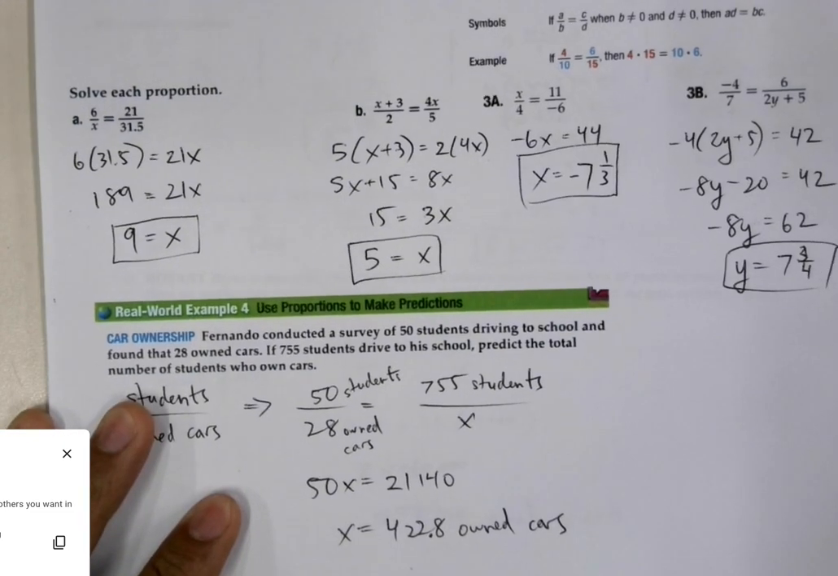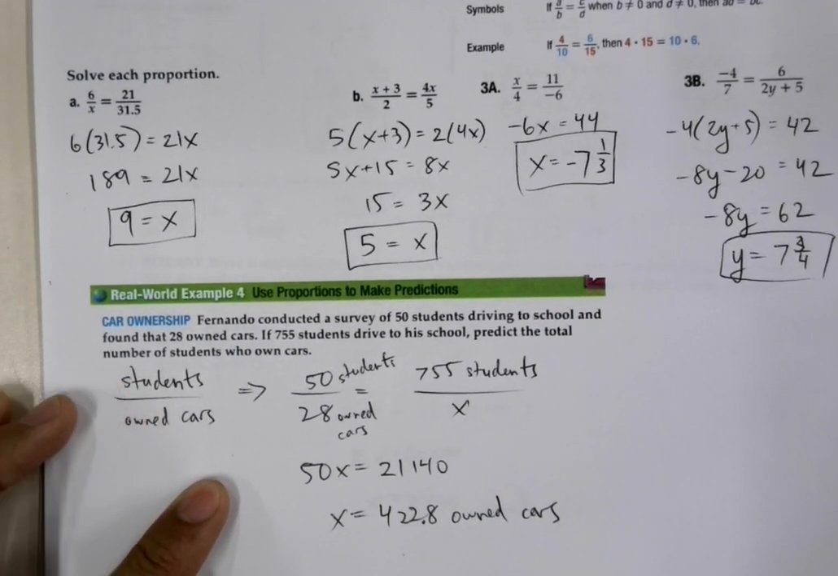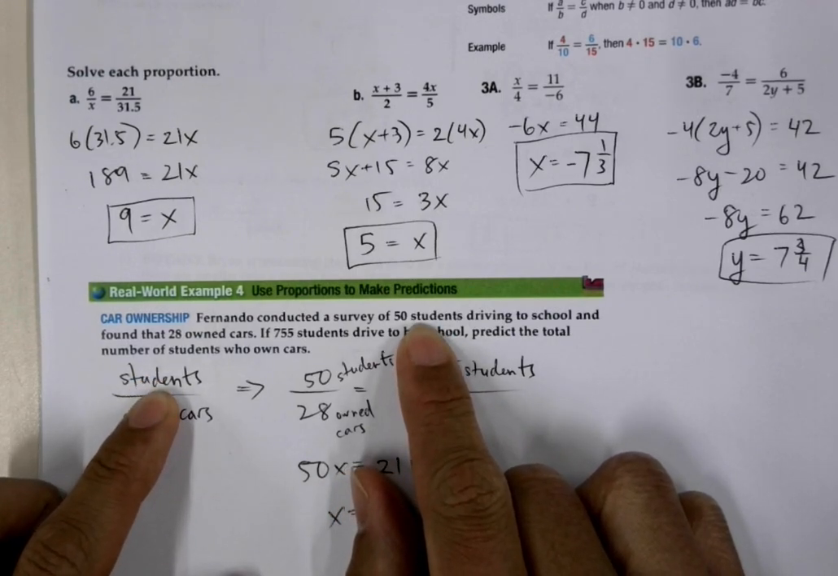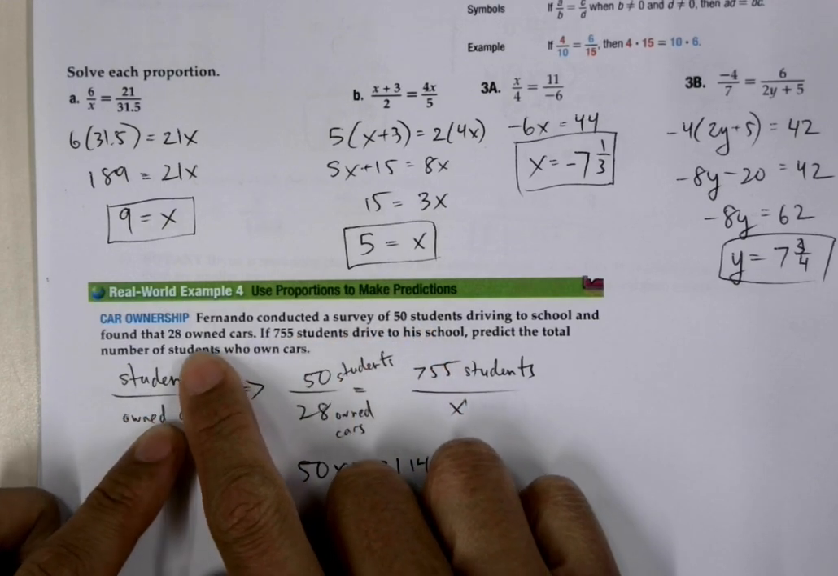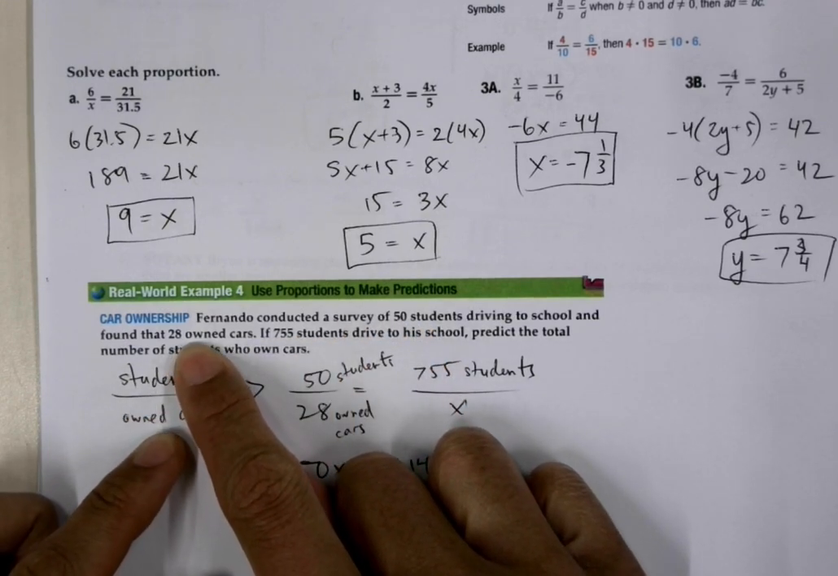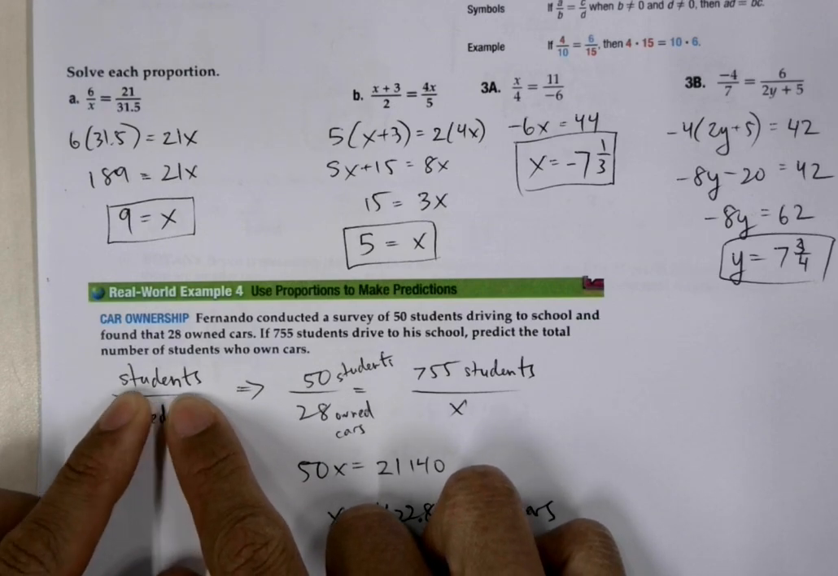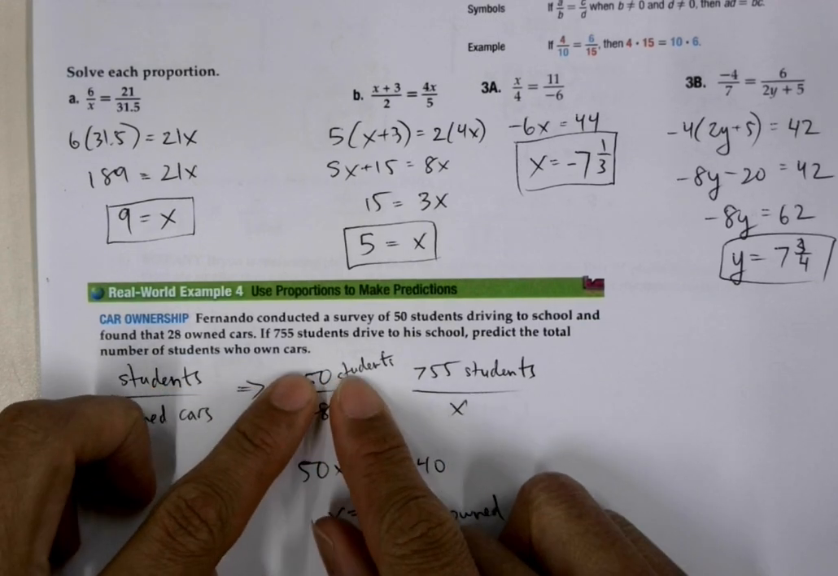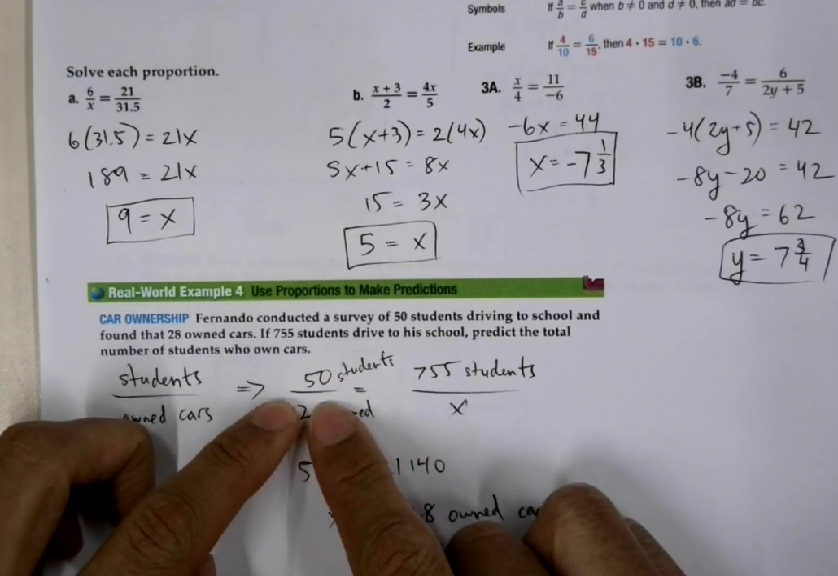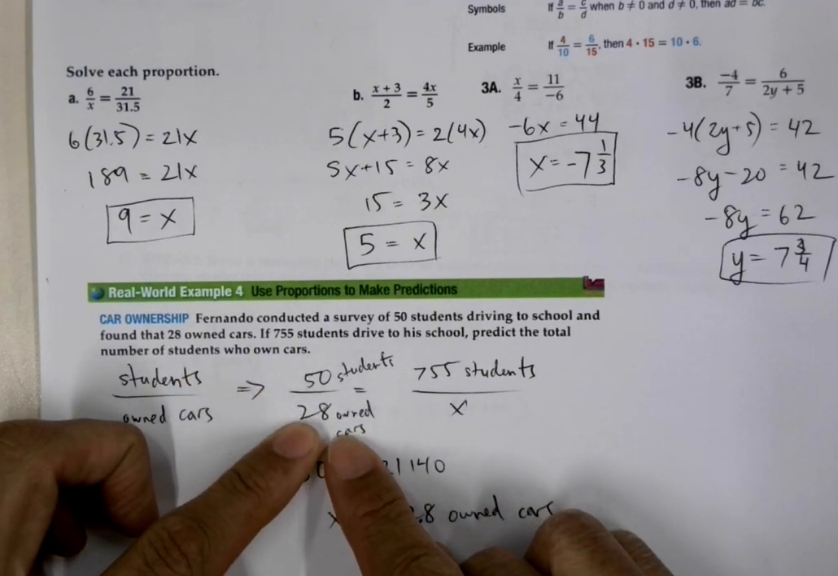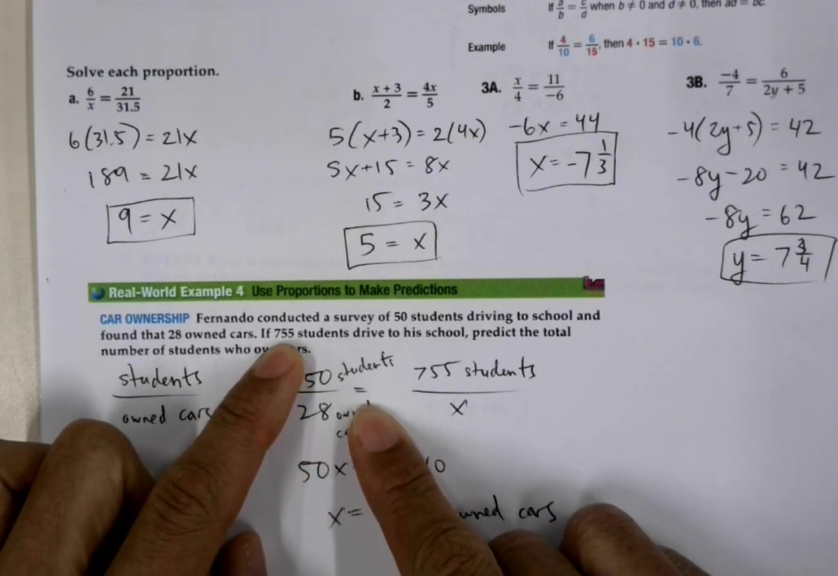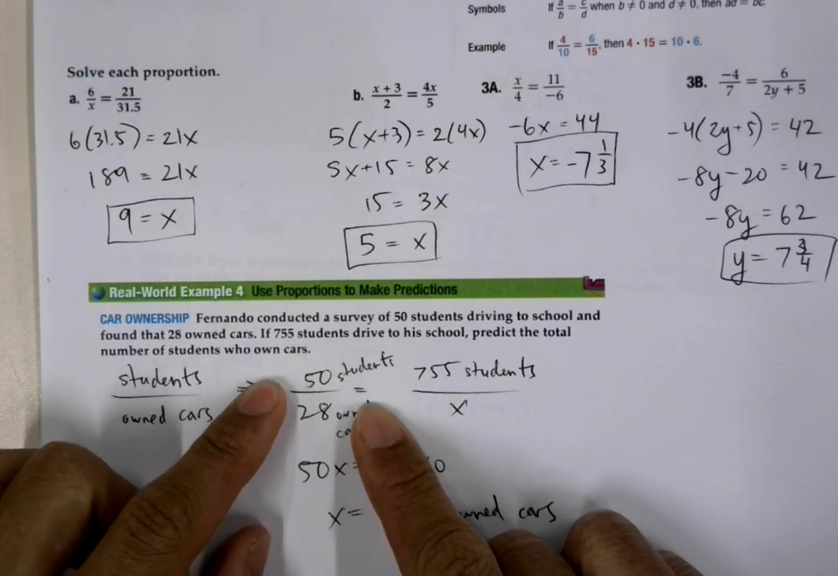Okay. Then we're looking at the word problem at the bottom, and they're giving us the total number of students to the number of students that own cars. Right? So the ratio would be the total number of students over those who own cars. So then we're going to say 50 students are the total number of students over 28 who own cars. That's our ratio. And then we're going to make the proportion and say equals. And they're saying, okay, if there's 755 total students, then how many own cars?